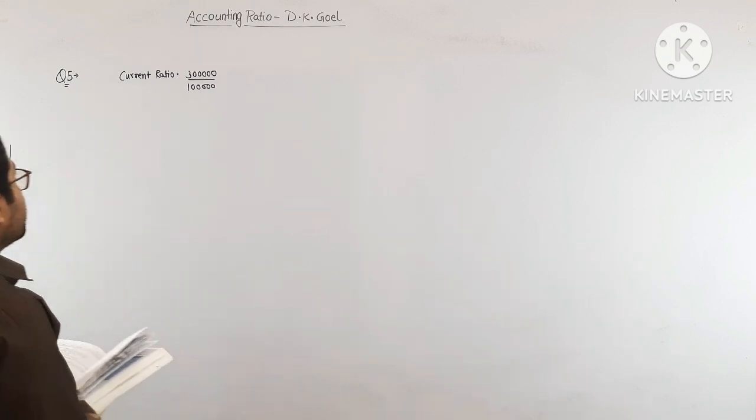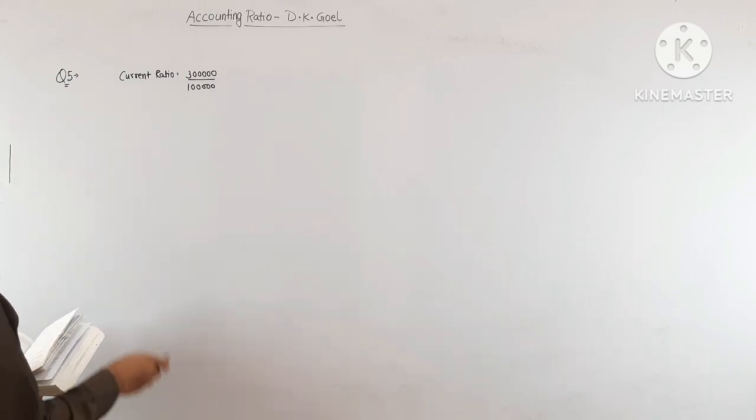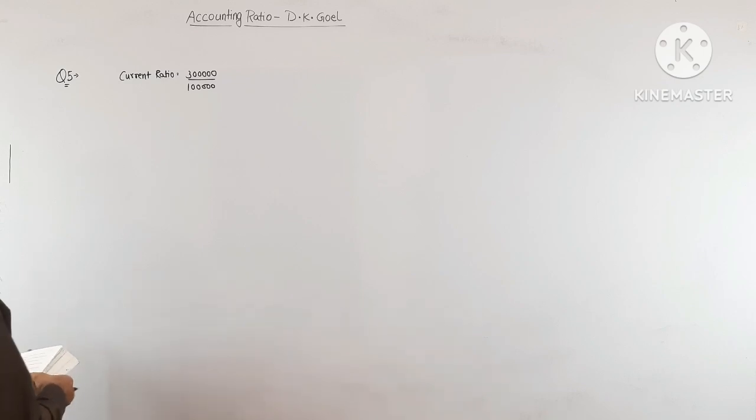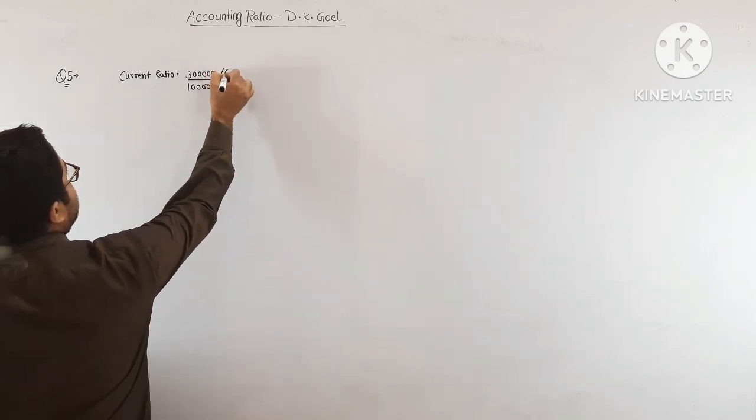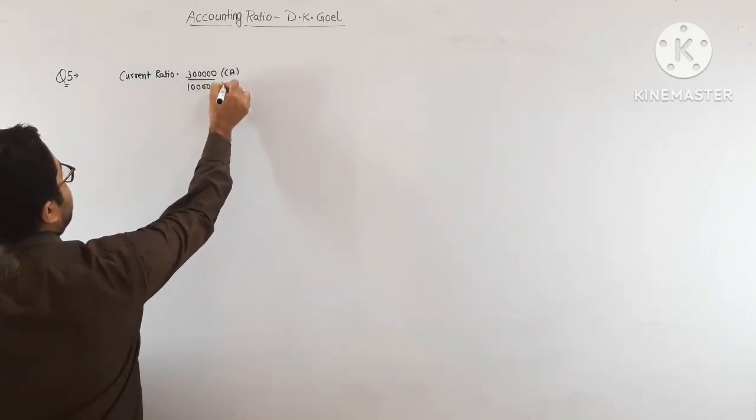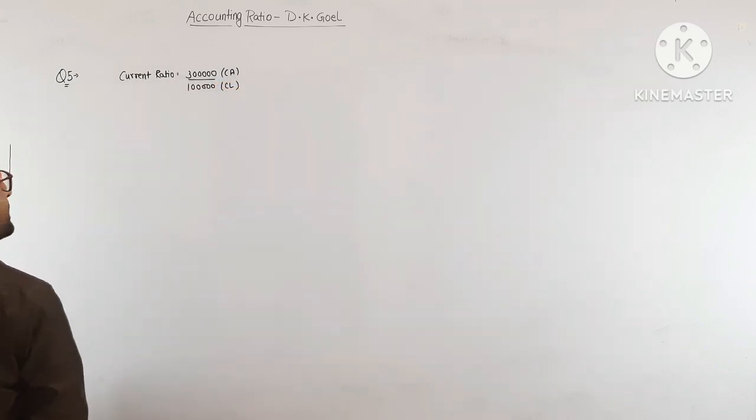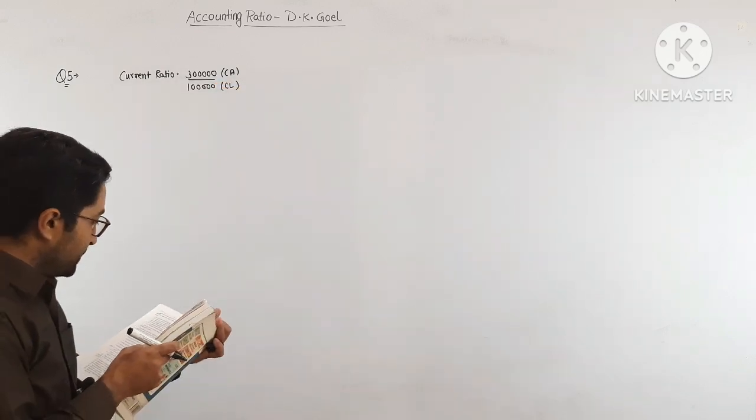So current ratio is 3:1. So let's assume the current asset is 3 lakh rupees, and the current liability will be 1 lakh rupees, so that the ratio will be 3:1.